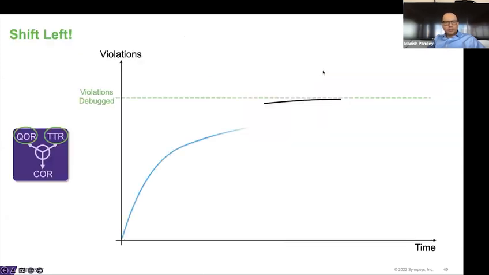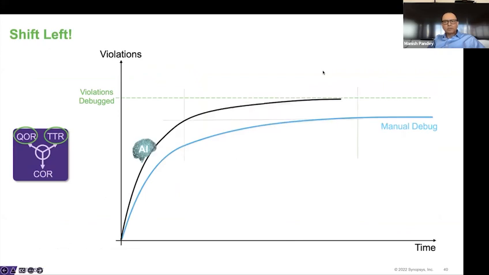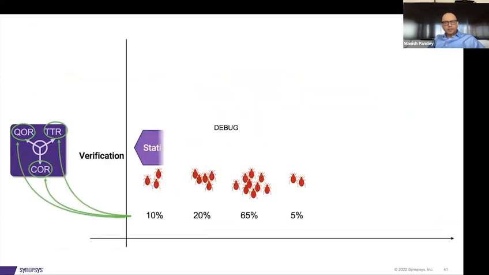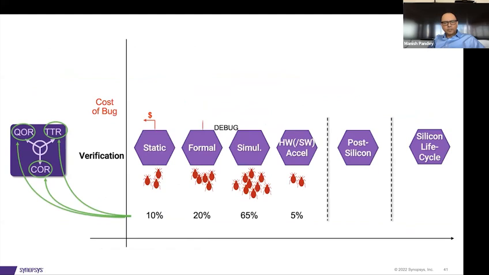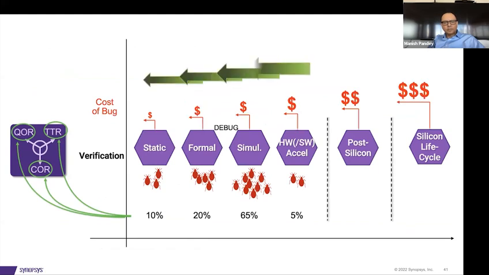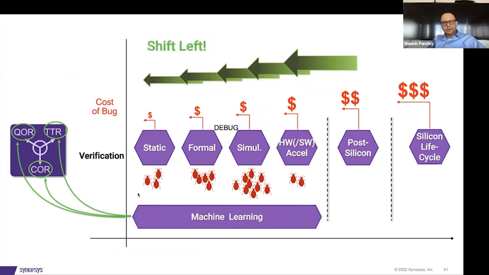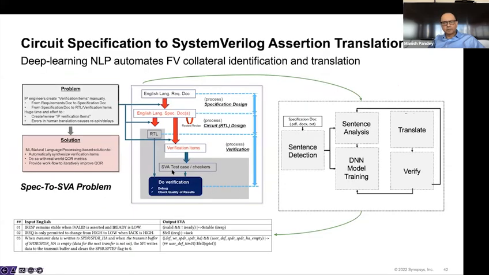Now, compared to manual debug, we get a substantial gain in TTR using this root cause debug analysis technique. So we have seen that using machine learning for each of these, we can get improvements in QoR, TTR, and COR, and definitely machine learning helps, and debug helps close the gap for all of these different tools.